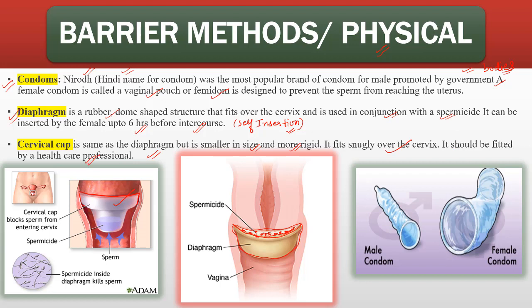It does not have self insertion. It is basically inserted by a healthcare professional. Understood? It is also applied with spermicidal jellies. So diaphragm and cervical cap are basically used with spermicidal jellies. This is the diagram of male condoms, and this is the diagram of female condoms, that is femicondoms or vaginal pouch.